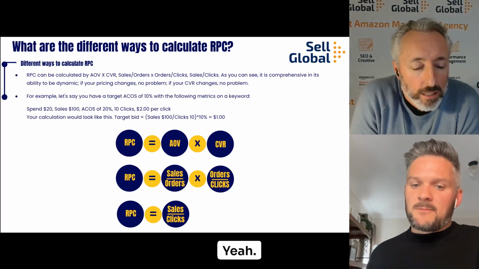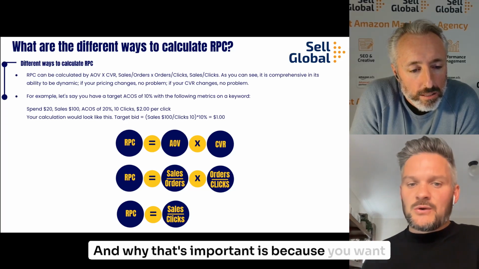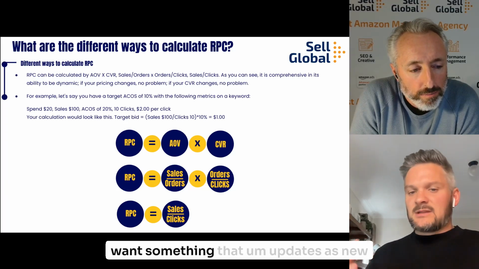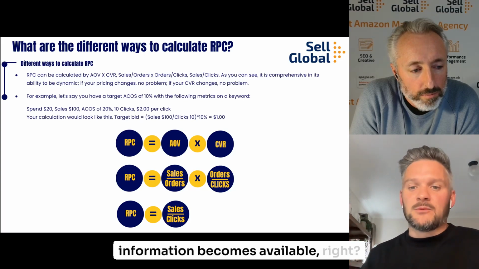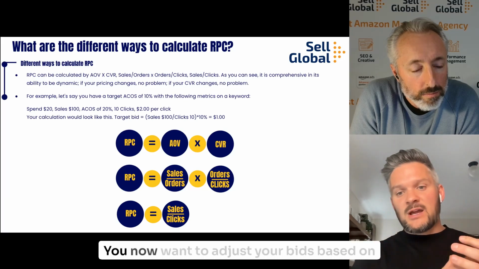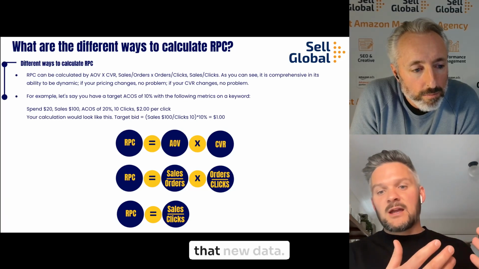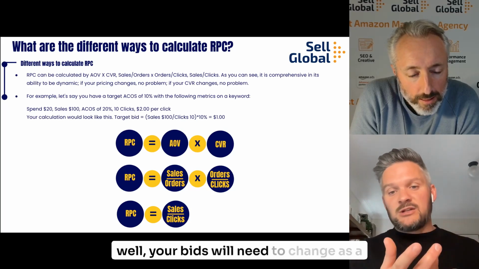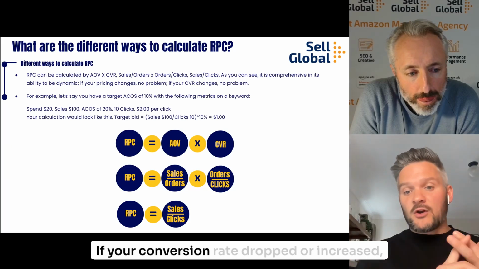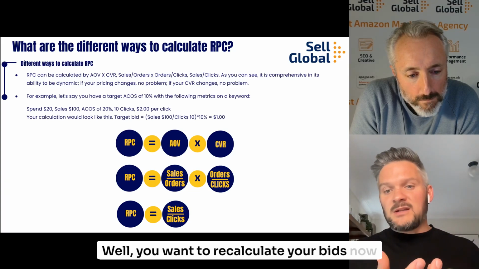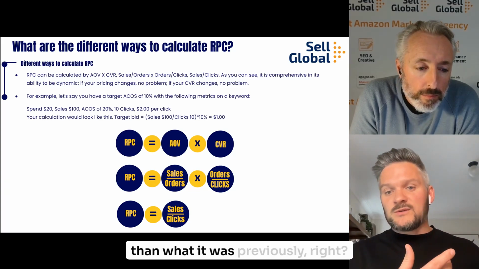Okay. Yeah, and why that's important is because you want something that's dynamic, something that updates as new information becomes available, right? Like you got new data in that tells you a different story. You now want to adjust your bids based on that new data. So, for example, if you increased your price, your bids will need to change as a result. If your conversion rate dropped or increased, you want to recalculate your bids because your conversion rate's different than what it was previously, right?